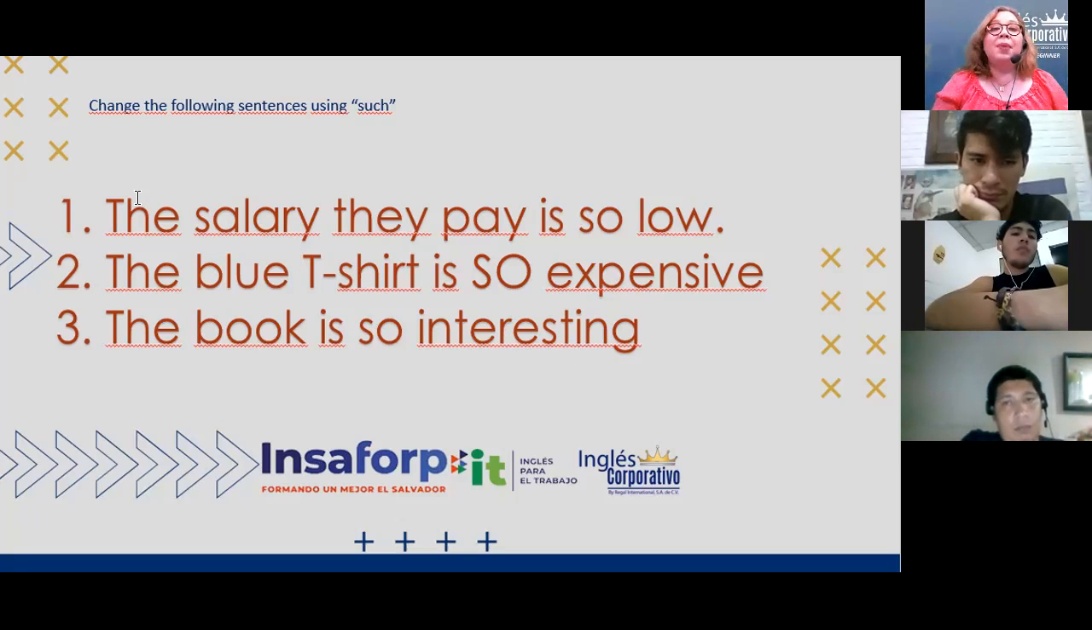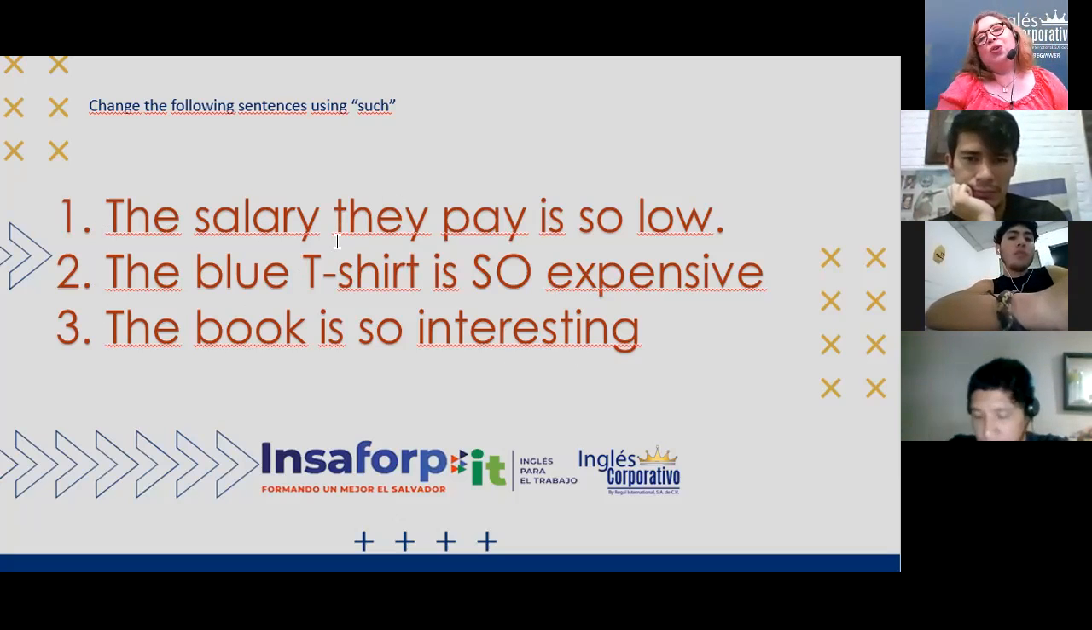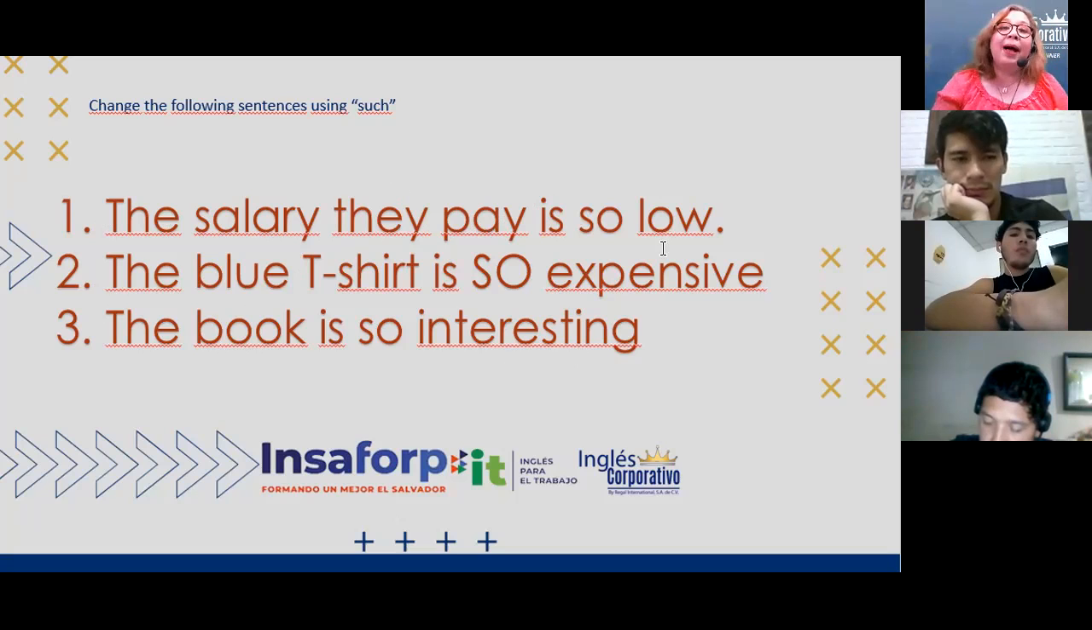Number three, the book is so interesting, okay? Now let's think about number one. The salary they pay is so low. ¿Cómo lo podríamos decir esto? Refiriéndonos al pago bajo, ¿ok? O el salario bajo, utilizando such. Using such.